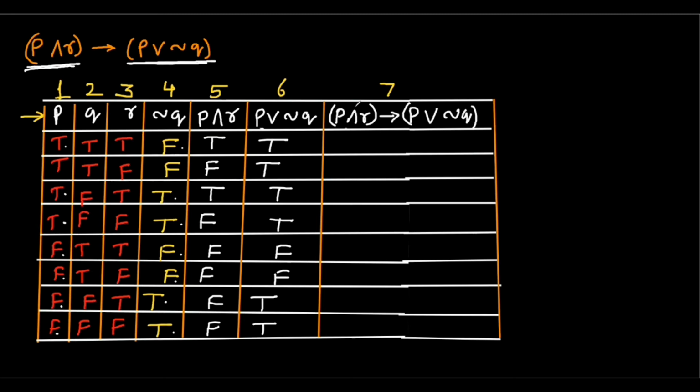So P and R is in the fifth column, and P or negation Q is in the sixth. Fifth column implication with sixth column. And what is the law, students? The law is very simple. We all know if I have true implies false, then it is false, otherwise true. So I will check for true implies false. You have to look at these two columns, this column and this column.